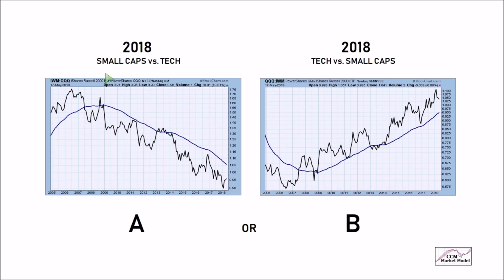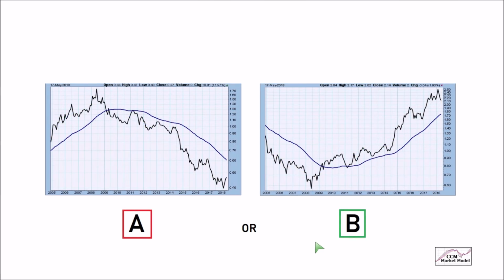In this case, we have small caps, IWM, relative to the triple Qs, which is a tech-heavy ETF. The more desirable chart, we just flip it around. This is tech relative to small caps. These charts help us with long-term probabilities. Here's the next set of charts.